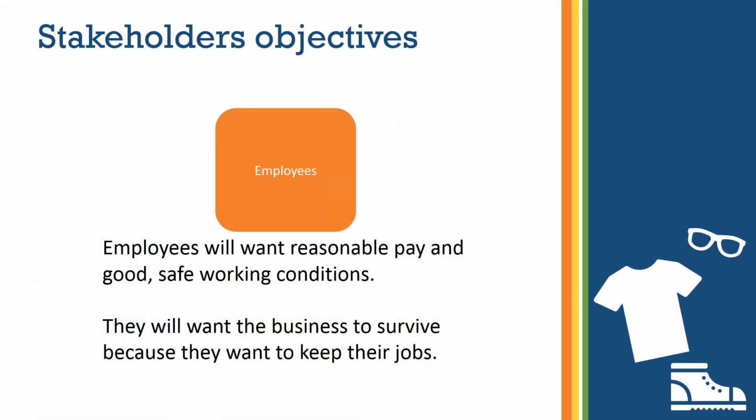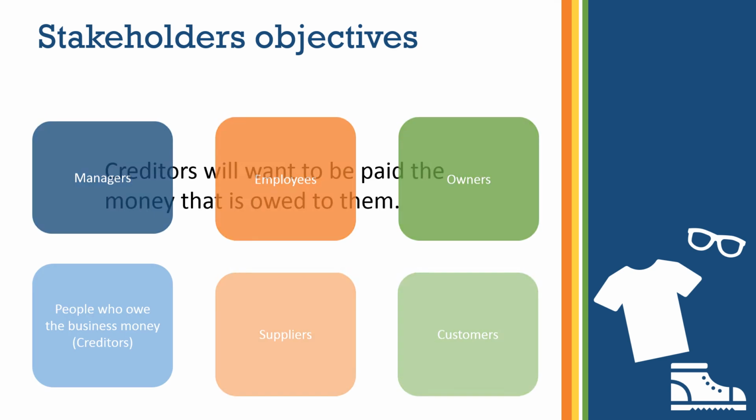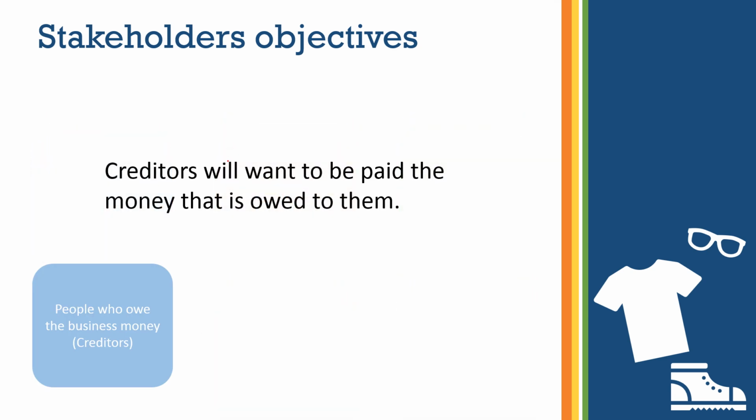So an employee's objective will be, employees will want reasonable pay and good, safe working conditions. So that would be their objectives. They will want the business to survive because they want to keep their jobs. Stakeholder objectives. For creditors, they will want to be paid money that is owed to them. So that would be their objectives, that all businesses pay their money back on time because time is everything. Time is very important in business.